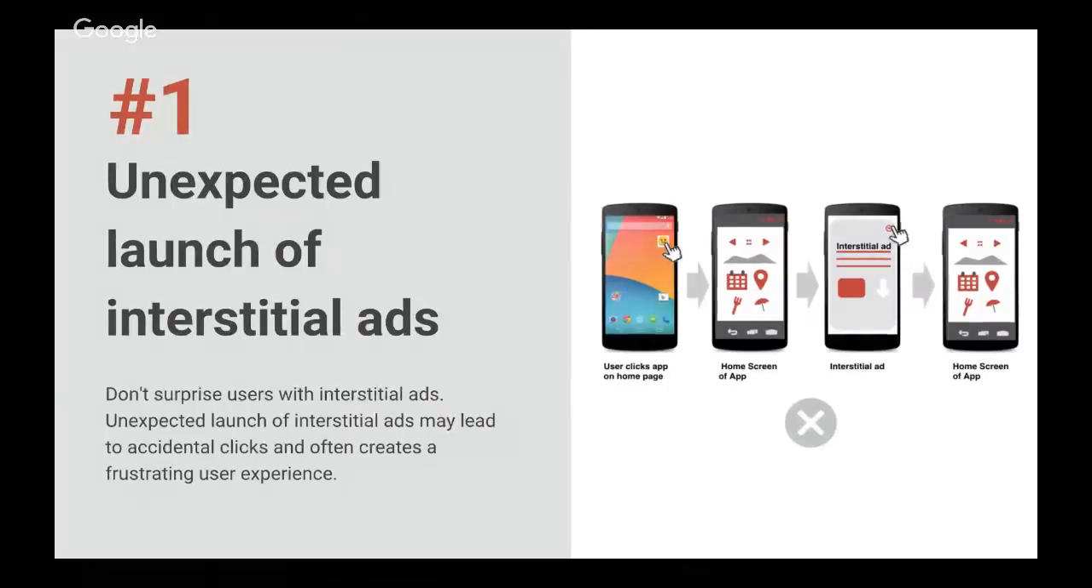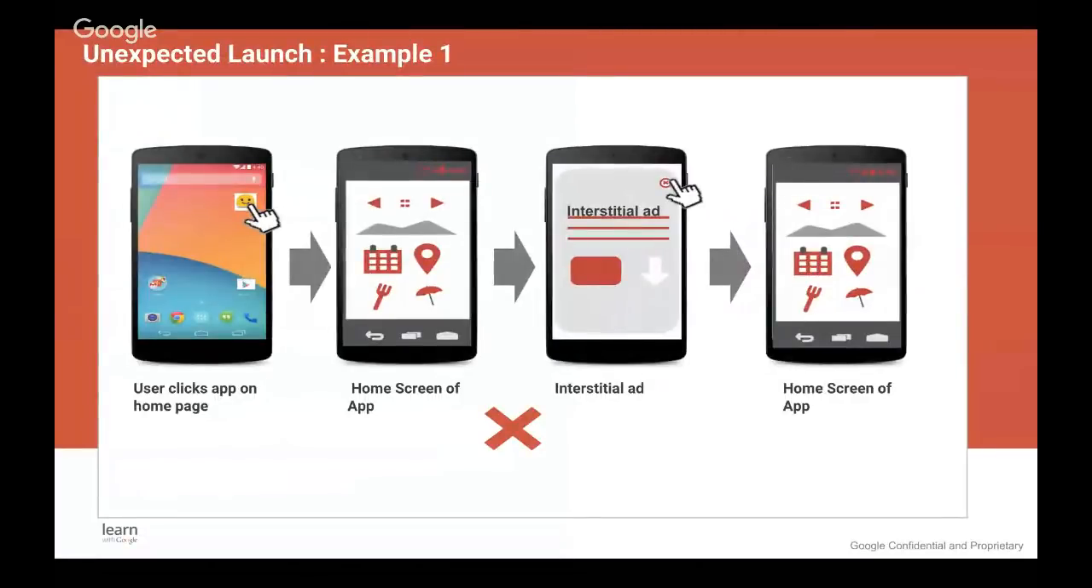All right, so the first piece being unexpected launch of interstitial ads. Now, what does this mean? What this means is that an interstitial ad is showing up without any user-generated action, which is going to lead to a negative user experience as well as may lead to an accidental click. So do not surprise your users with interstitial ads. Now let's get into some examples of an unexpected launch of an interstitial ad.